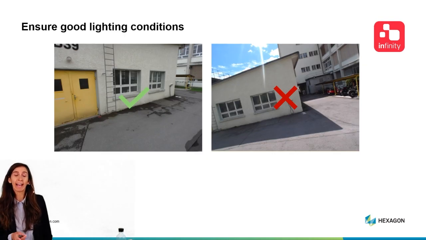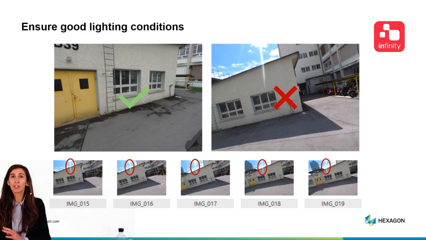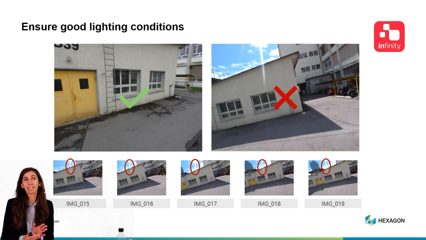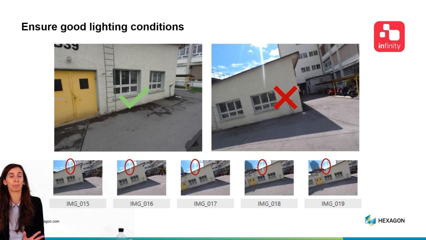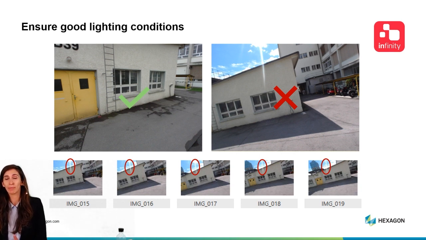Make also sure that lighting conditions are good during the entire acquisition and that you don't have, for example, sun reflection directly into the camera, like in the image on the right. In fact, this would cause some issues to the matching algorithm because the ray appears in the images intersecting different parts of the building, like you can see in the image strip. In the first image, it is above the right window. In the last, the ray is above the left window.